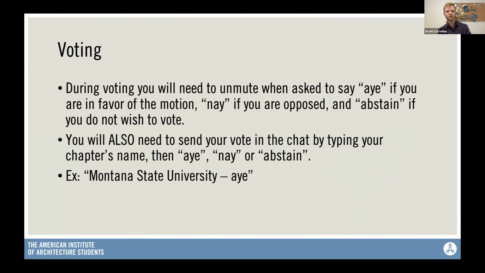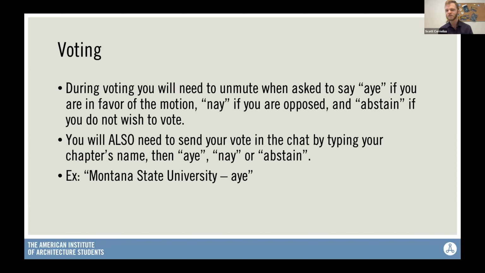On the subject of voting, during voting, you'll need to unmute when asked to say aye if you are in favor of the motion, nay if you are opposed, and abstain if you do not wish to vote. As I said, you will need to send your vote in the chat. So you'll need to type aye, nay, abstain, but you'll also want to unmute and say it, which I know is two things to do, and I apologize for that, but we want to be as clear as possible in the minutes, but also move as quickly as possible through the meeting and through votes.